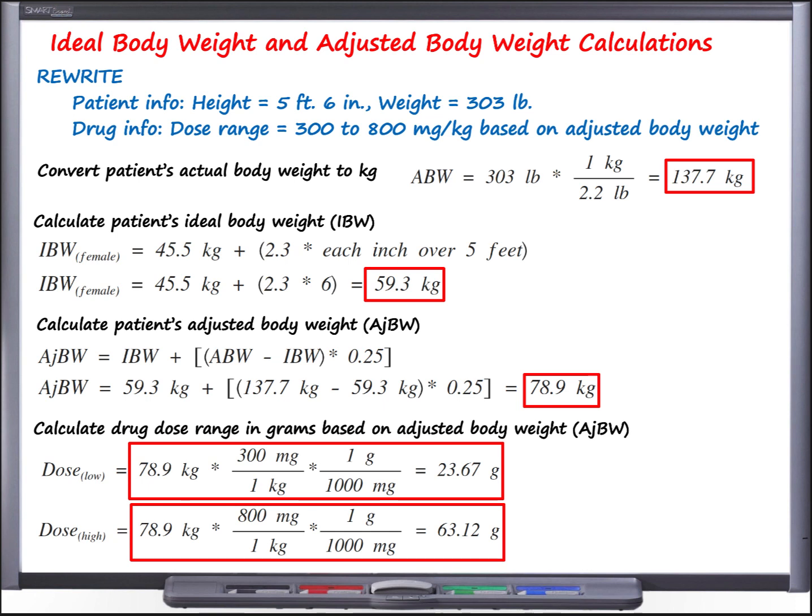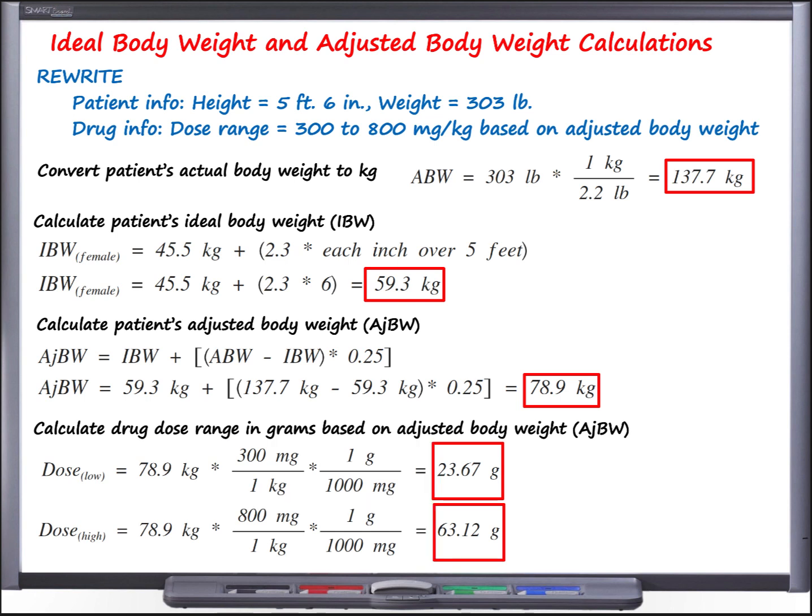You solve the higher dose the same way, but you use 800 milligrams, and so you can see the formulas there. And in the end, the final dosage range here, now that we know that this patient's adjusted body weight is 78.9 kilograms, using that times the formulas, the low dose for this patient would be 23.67 grams, up to a high dose of 63.12 grams. That would be the final dosage range for this patient based off of their adjusted body weight.